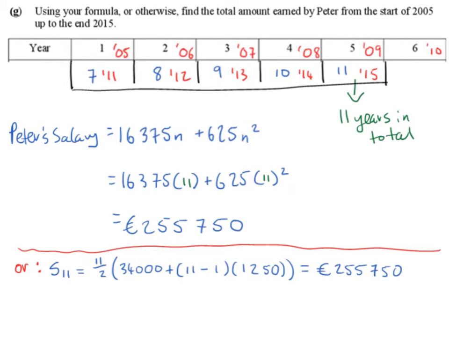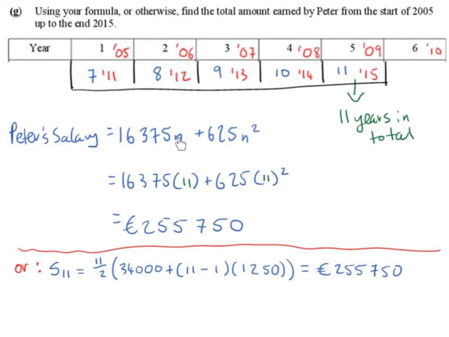So the formula that we got was 16,375n plus 625n squared. We're interested in how much he's earned up as far as 2015. So 2015 is 11 years in total, from 2005 to 2015, because it's the start of 2005 up as far as the end of 2015. So it does actually cover 11 years. If this said from the start of 2005 to the start of 2015, it would be 10 years. But because it's to the end of 2015, we add on one more year, so it's 11 years in total.